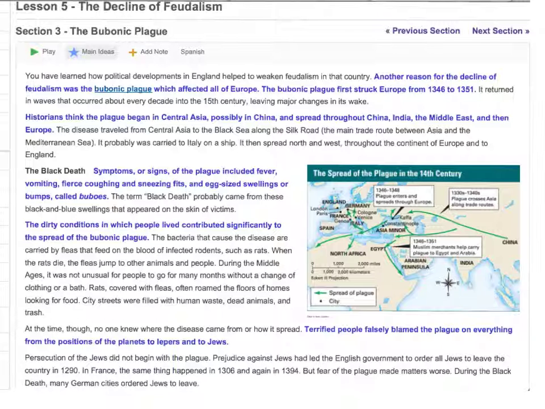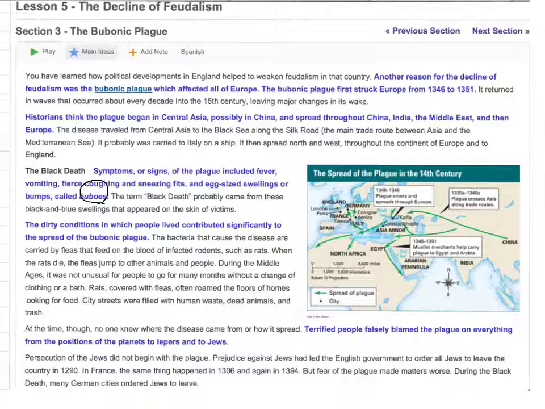An important thing was the symptoms. We have a PowerPoint slide that's going to show you some gruesome pictures of these symptoms. Fever, vomiting, coughing, sneezing, and egg-sized swellings, and these egg-sized swellings or bumps were called buboes, and that's where you get the term bubonic. The term Black Death came from these because they were black and blue when they swelled. So with Black Death, they connected these buboes with people dying.